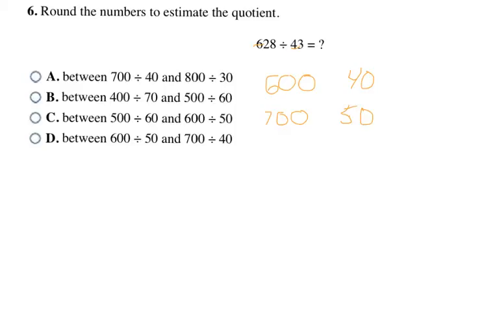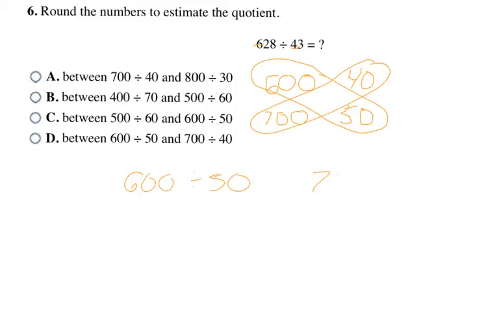And then here, remember, you take the rounded down number with the rounded up number, and those are the two numbers that you divide to find your smallest and biggest number in the range of possible answers. So that means I would take 600 and divide it by 50, and I would take 700 and divide it by 40. And that is going to make my final answer D.